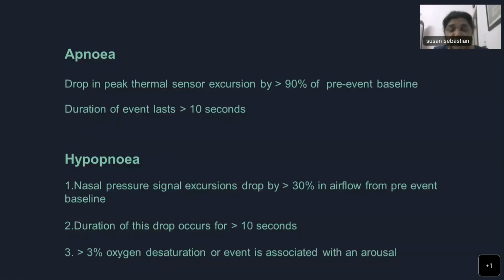Now we have to get familiar with a few terms if you are analyzing a report of a sleep study. Apnea. What is an apnea? It's a drop in the airflow by more than 90% from the baseline, and it should last for more than 10 seconds. The thermal sensor determines the airflow. So if there is a drop of more than 90% that lasts for more than 10 seconds, it's an apnea.